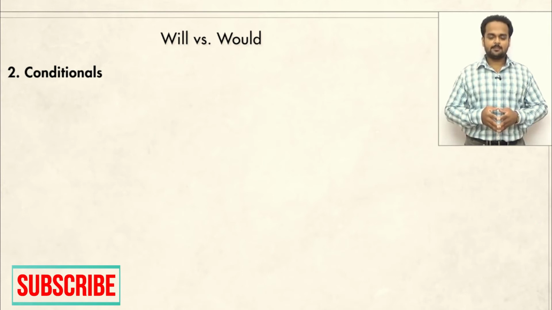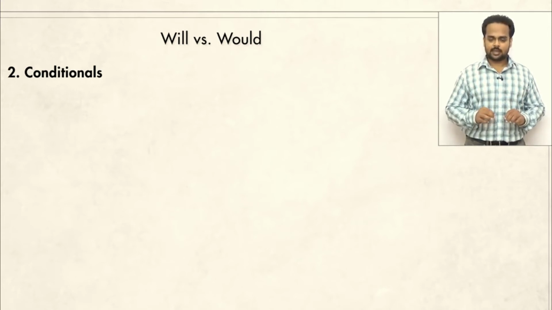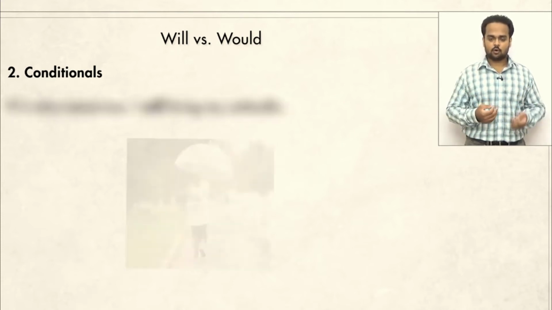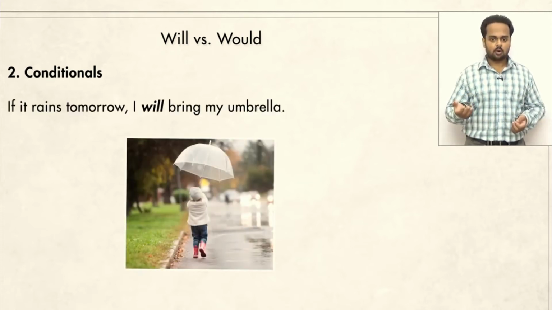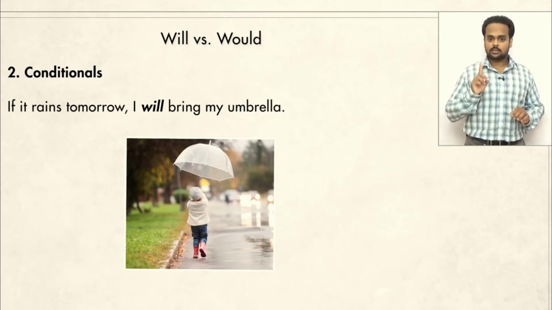So let's look at a more challenging use of these two verbs. This is the area of most confusion for people, and it is conditionals. That means sentences where you have a condition and a result. For example, if it rains tomorrow, I'll bring my umbrella. That's pretty easy. You see that I'm talking about something I will do in the future. I'll bring my umbrella, but only on one condition, if it rains.